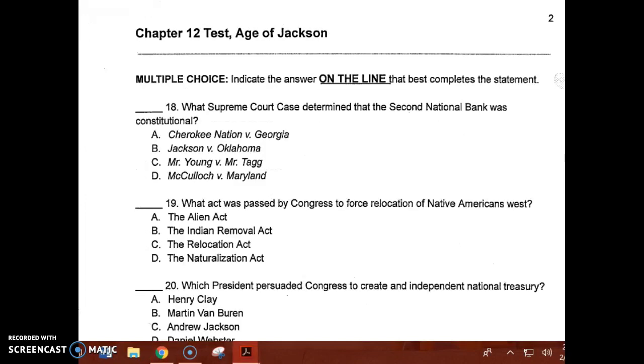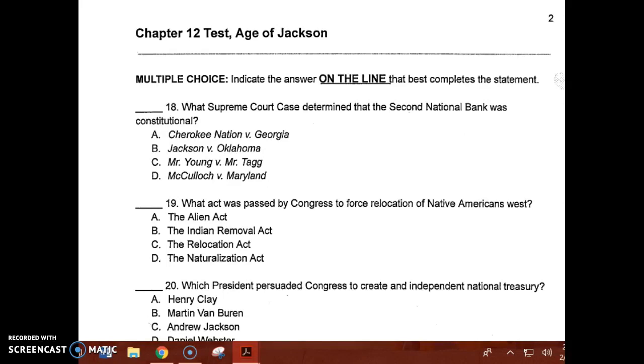Page 2. The next section is multiple choice. Indicate the answer on the line that best completes the statement. Number 18. What Supreme Court case determined that the Second National Bank was constitutional? Was it the Cherokee Nation versus Georgia? Was it Jackson versus Oklahoma? Was it Mr. Young versus Mr. Tagg? Or was it McCulloch versus Maryland?